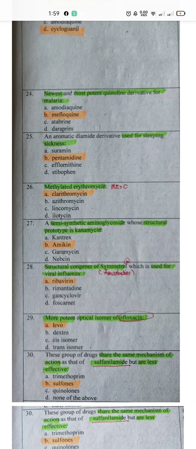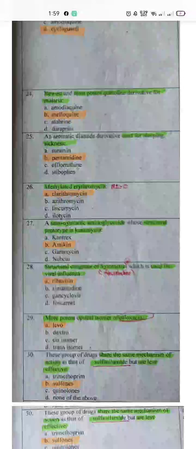Number 29, the more potent optical isomer of ofloxacin is levo. Ofloxacin has better oral bioavailability than other fluoroquinolones, but is generally less active against Enterobacteriaceae and Pseudomonas aeruginosa. So, levofloxacin, again, is the more potent isomer of ofloxacin.